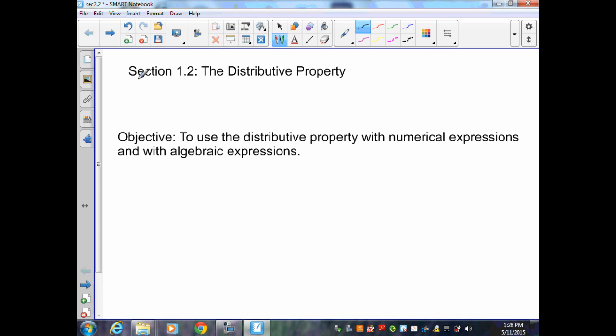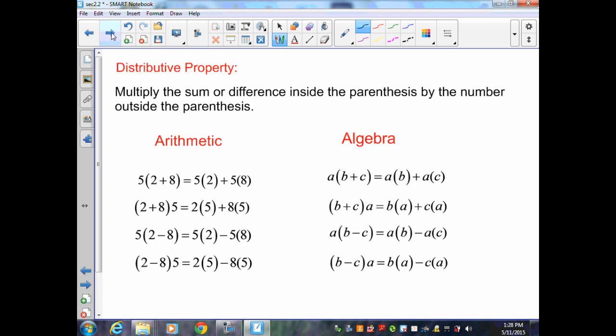Section 1.2, the distributive property. The distributive property is to multiply the sum or difference inside the parentheses by the number outside the parentheses.